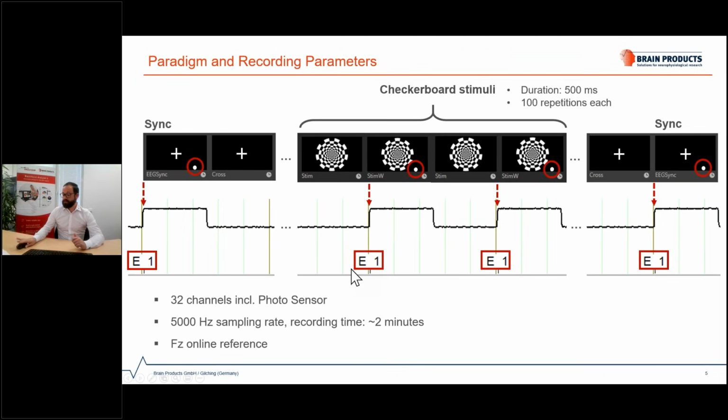Then I just want to also mention the parameters. 32 channels were recorded with the RNet, and the photosensor is one of those. My colleagues used a 5 kilohertz sampling rate for this recording, and it's just roughly 2 minutes long, as this is a very fast paradigm. And the data was online referenced to the FZ channel.